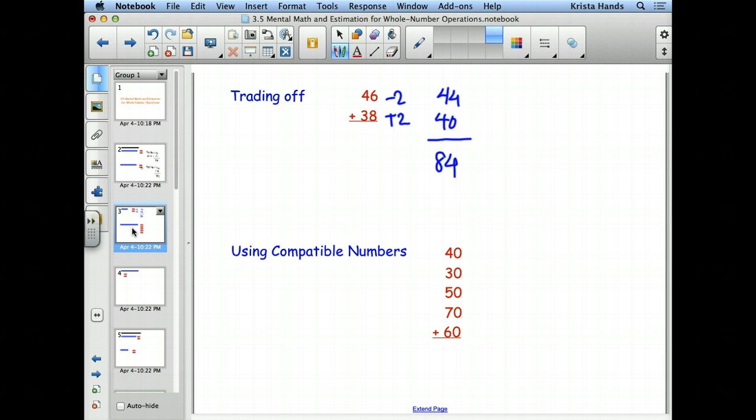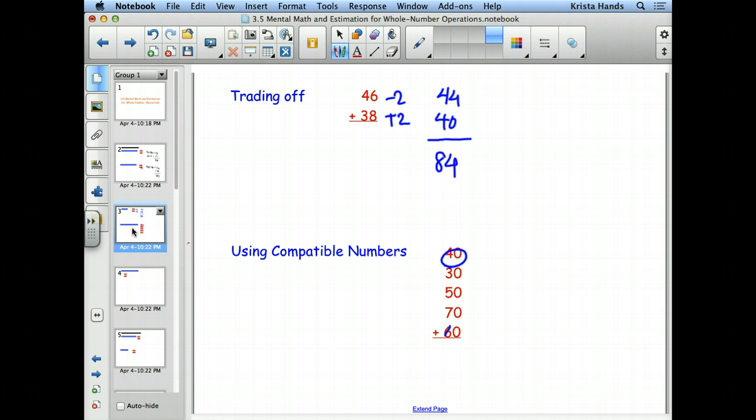Compatible numbers is a really nice strategy as well. So compatible numbers, the goal again, just like in the last ones, is to look for things that are adding together to a nice value. So somebody give me an example. Give me 2 numbers here that add together to a nice value. Okay, my goodness. All right, somebody said 40. Let's try 40. 40 and what?